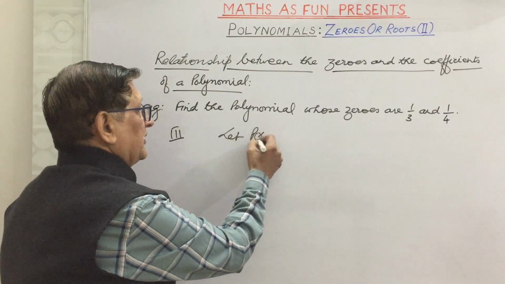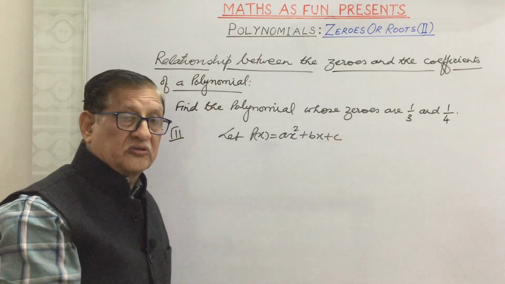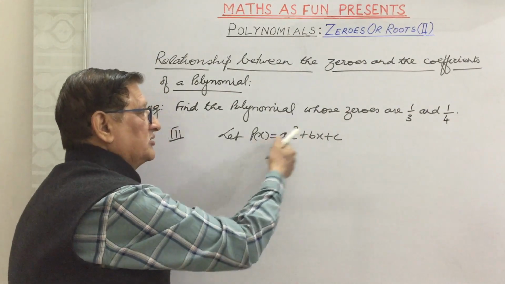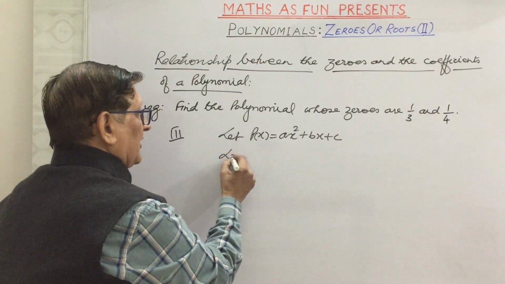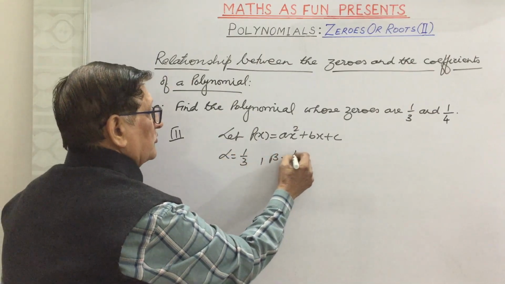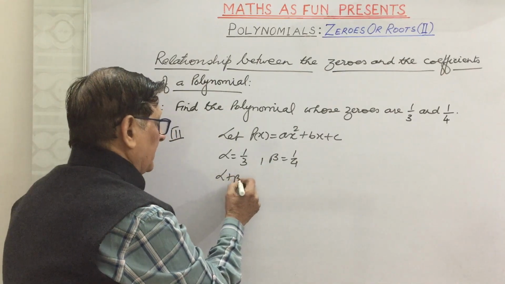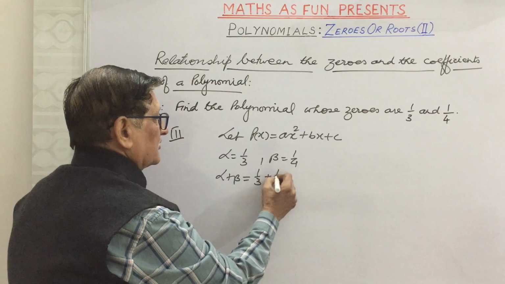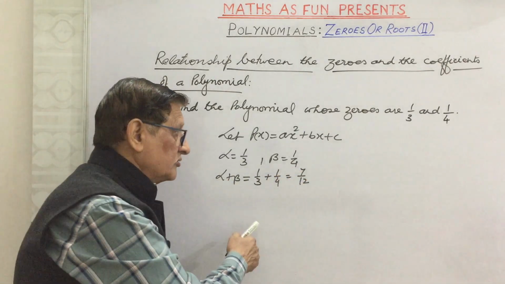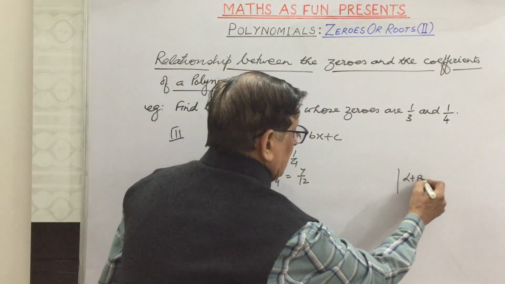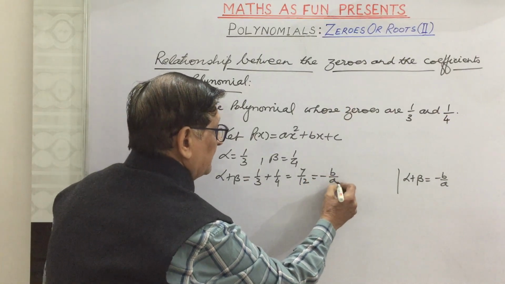Let the polynomial p(x) be ax square plus bx plus c, because we know there are two zeros, so it is to be a quadratic polynomial. And we have been given alpha is 1 by 3, beta is equal to 1 by 4. We find the sum of them, that is alpha plus beta is equal to 1 by 3 plus 1 by 4, that is 7 by 12. And we also know that alpha plus beta is equal to minus b upon a. So we can write this is minus b upon a.